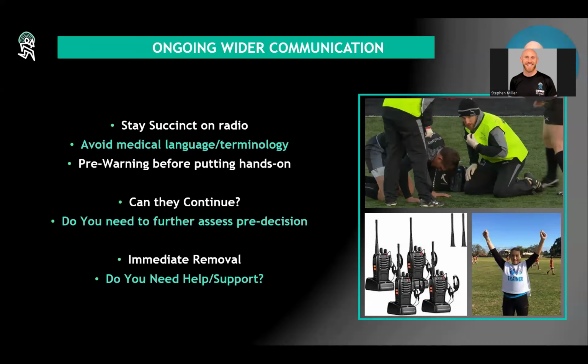Stay really succinct on the radio. Avoid medical language and terminology that might be a little bit complex. They don't want to know that it's a potential grade 2 anterior talofibular ligament sprain. What they want to do is say he's rolled his ankle, looks like he's done X, Y, Z. Can they continue, or do you need to do a further assessment, or are you going to immediately remove them from there?